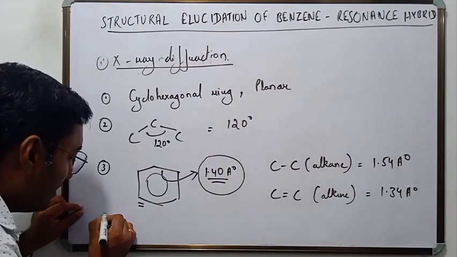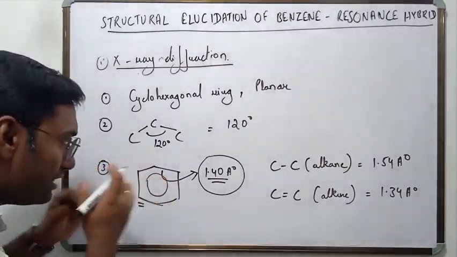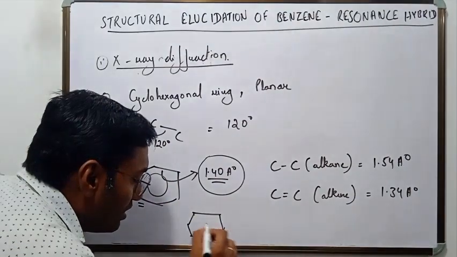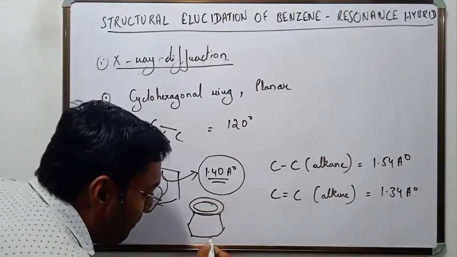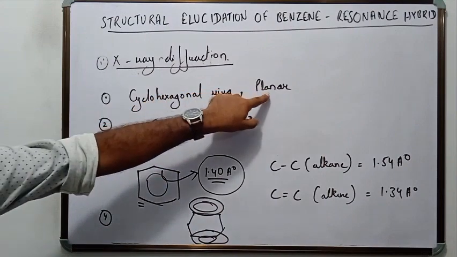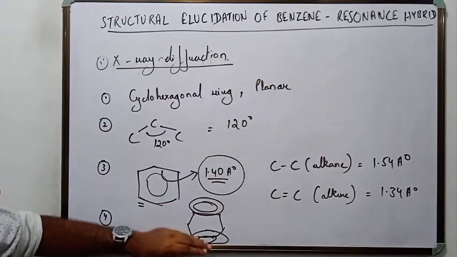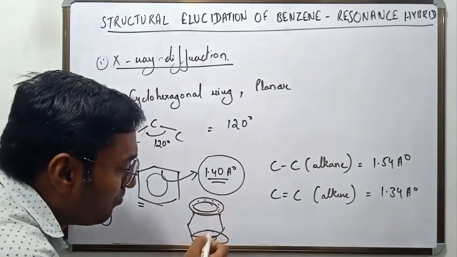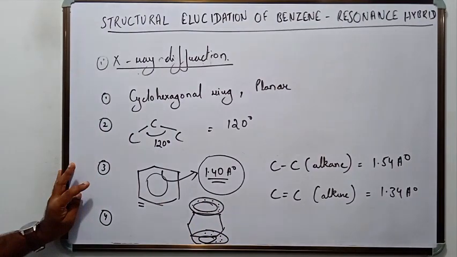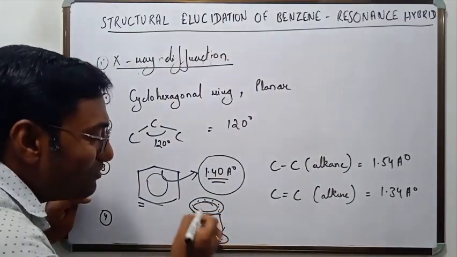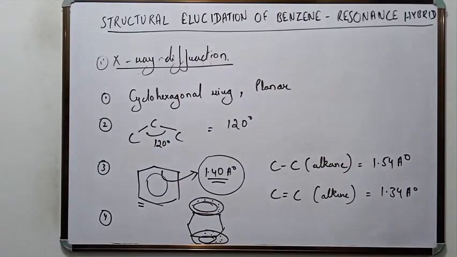Now the fourth point that is very interesting is, through X-ray diffraction measurement, we were able to see a ring of pi cloud above and below the plane of the molecule. We have already proved that benzene has a planar structure. Now above and below the plane of the benzene ring, we can visualize a ring of pi cloud. Please note, this ring of pi cloud is only possible if the 6 pi electrons are in constant dynamic motion, that is, delocalized. So that again gives you proof of the resonance hybrid structure of benzene.